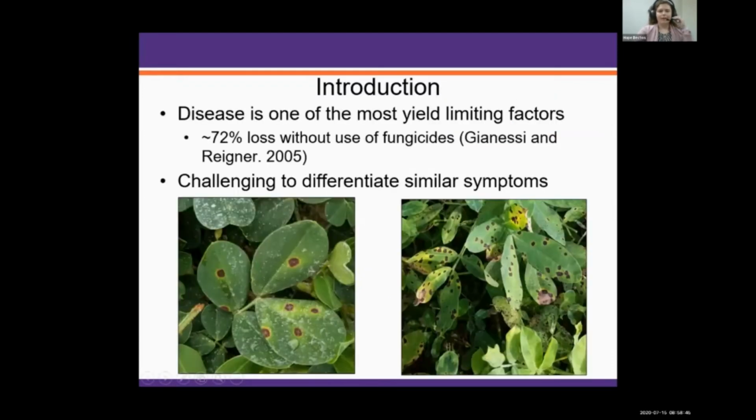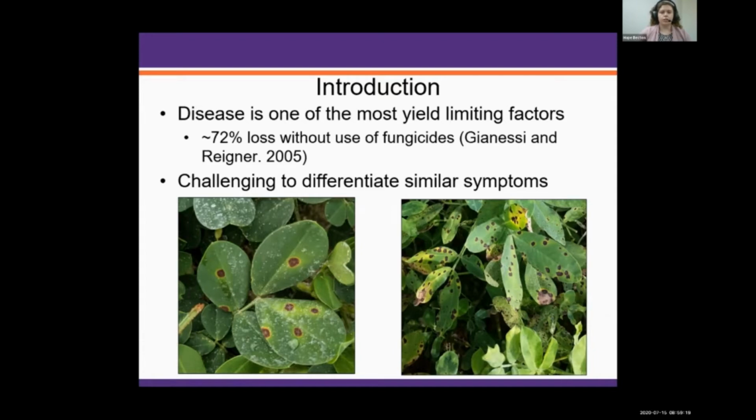Okay, here we go. So in peanut production, disease is one of the most yield limiting factors, and there's an estimated 72% yield loss associated with the fungal diseases, and that's without the use of fungicides. Regardless, the first step in any disease management program should be an accurate diagnosis, regardless if it's caused by a fungus or not.